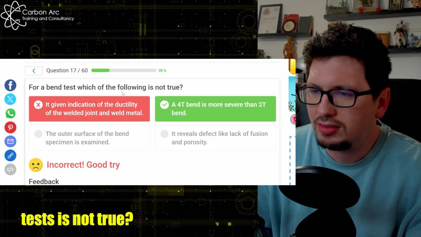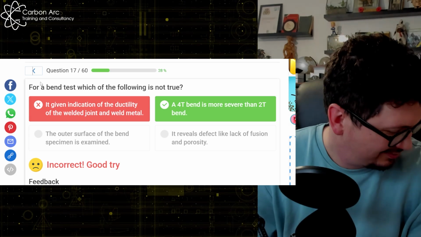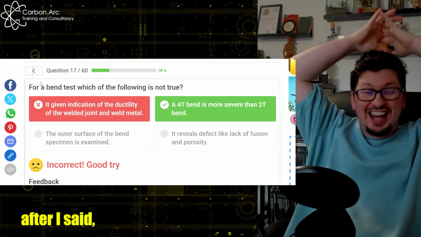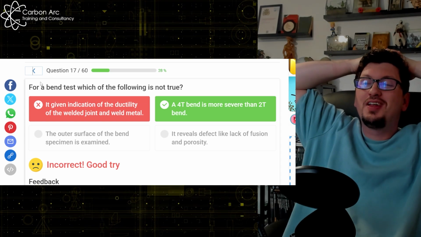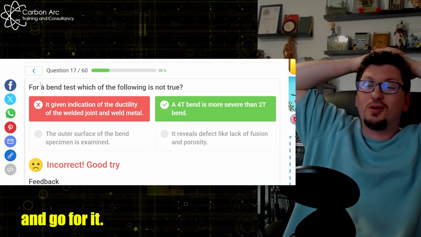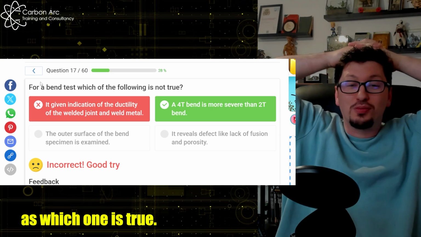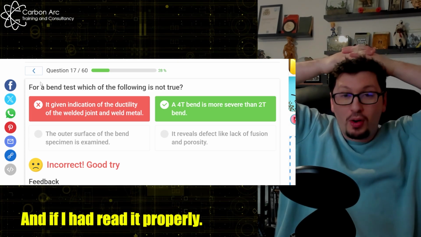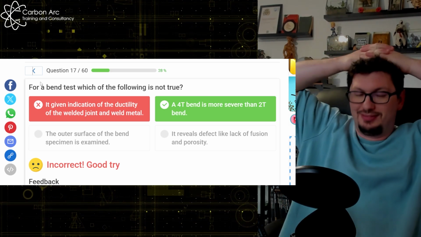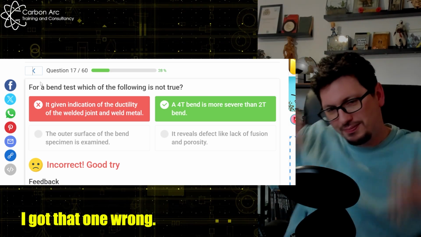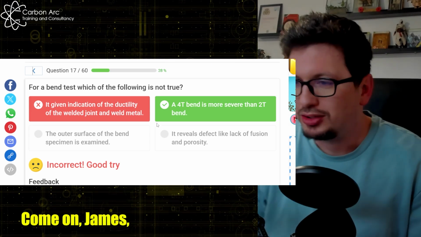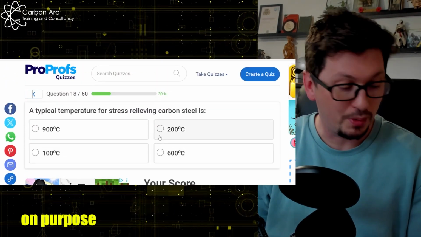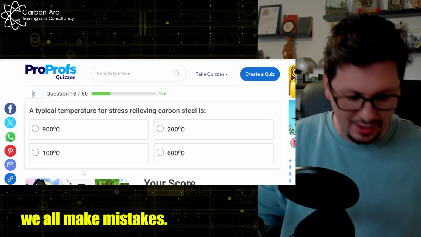Which of these tests is not true? There you go. There's proof of doing a question after I said read the question and go for it. I've just answered it as which one is true. It gives an indication of ductility. And if I had read it properly, hands up, I got that one wrong. Here you go. Come on, James. Pay attention. I'm going to leave this in on purpose so you can see that we all make mistakes.